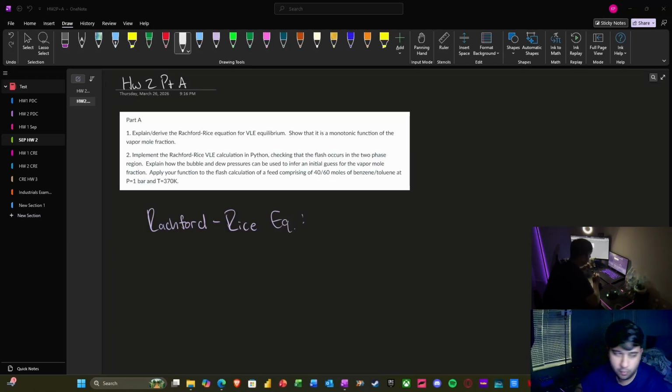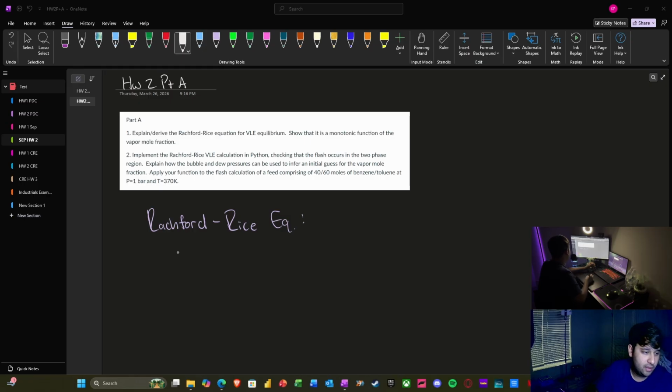This is homework 2 part A of separations. So what we have today is we're going to be deriving the Rachford-Rice equation from a vapor-liquid equilibrium, and we're going to show that it is a monotonic function of the vapor mole fraction.